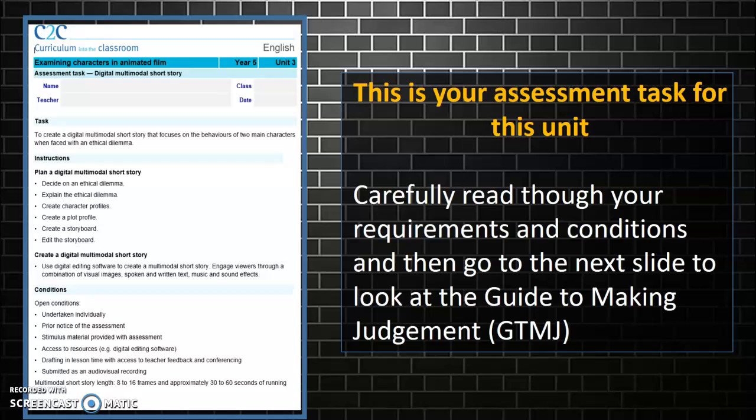Create a character profile. This is where you choose the two different characters that are going to be facing each other. Create a plot that shows what happened with these two characters. From that, you create a storyboard. You edit, making sure everything's perfect. This is when you probably send it to your teachers and get feedback to make sure that it is a narrative story and that it has the ethical dilemma. Then you go into your software and actually create your storyboard, or really your movie. You can use PowerPoint to do this as well. All right, so that's your assessment task.